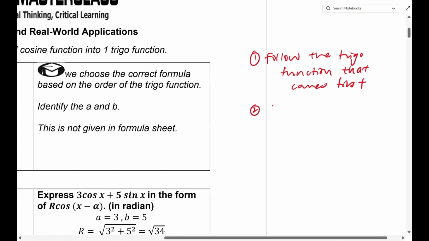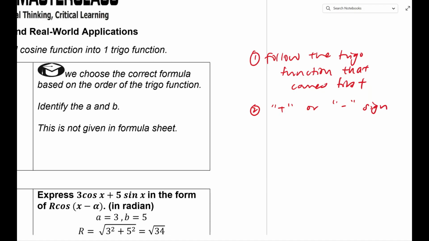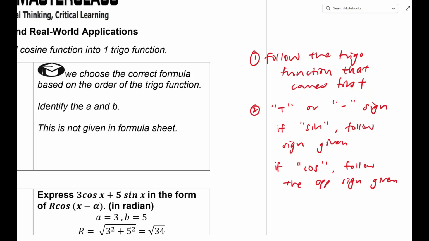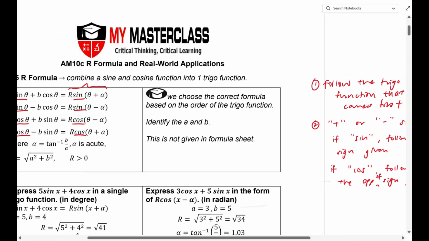Secondly, we must know whether to use a plus or minus sign. Now we just have two basic rules to follow. If our chosen formula has sine in it, then we will follow the sign given. However, if it is cosine, then we will follow the opposite of the sign given. What do I mean by that?